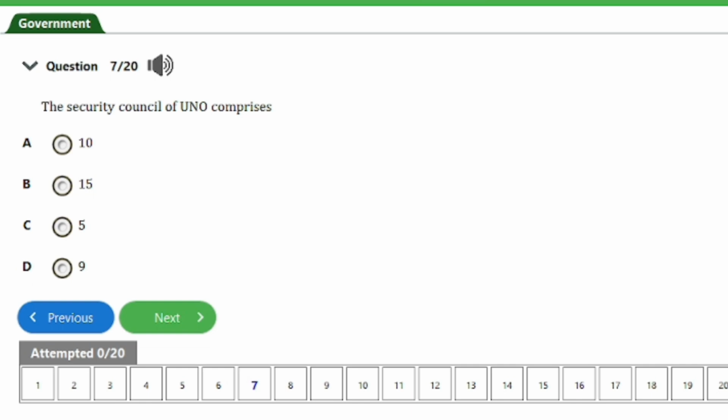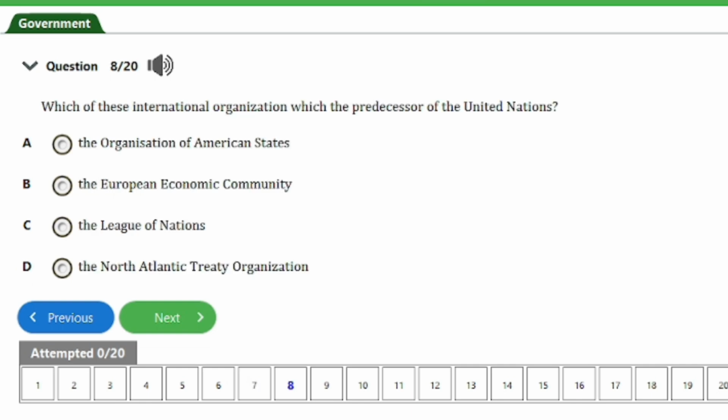It says, the Security Council of UNO comprises A, 10, B, 15, C, 5, D, 9. So guys, here the answer is option B, that's 15. And that is for this question. So let's head on to the next one, guys. So guys, the next question here is question number 8.